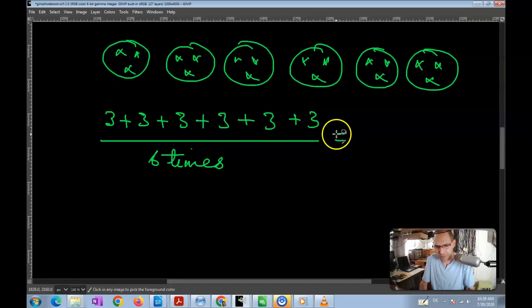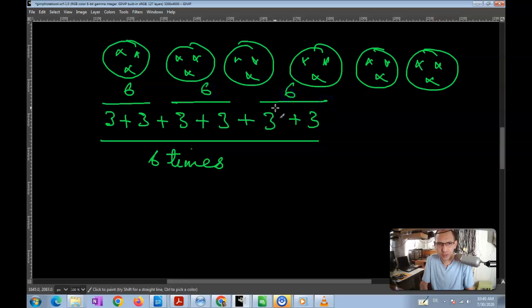So 3 plus 3 is equal to 6, 3 plus 3 is equal to 6, 3 plus 3 is equal to 6, and then 6 plus 6 is equal to 12, and 12 plus 6 is equal to 18. So this whole thing becomes 18.